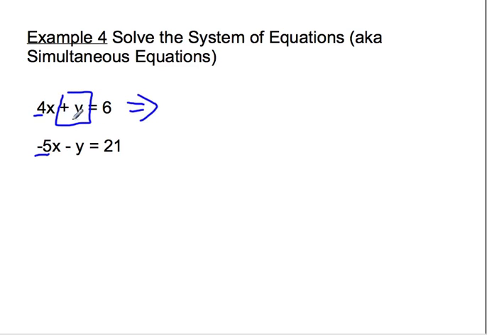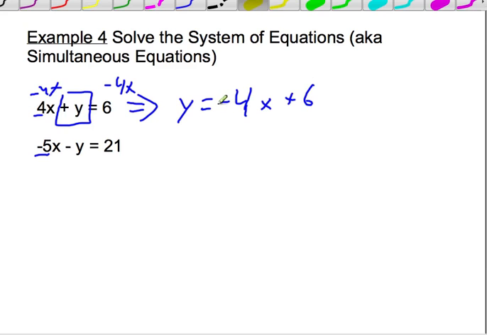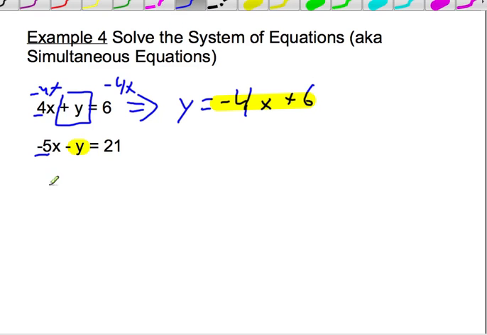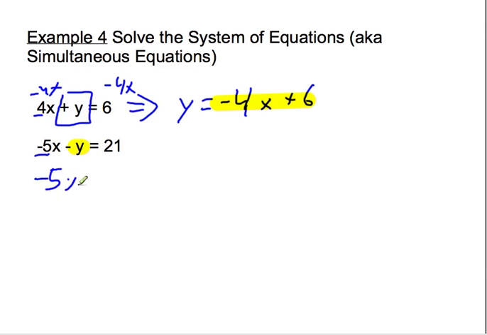So we can solve this for y by subtracting 4x from both sides of the equation. And we have y equals negative 4x plus 6. So now we've got it solved for y. Then we can use this value of y and substitute in right here in this second equation. Okay, so we're going to have negative 5x minus, and instead of y, we're going to substitute in this value negative 4x plus 6, and that should be equal to 21.